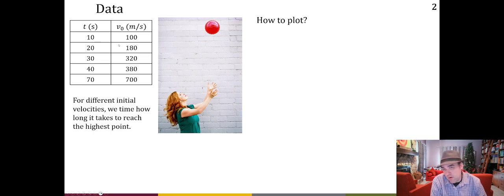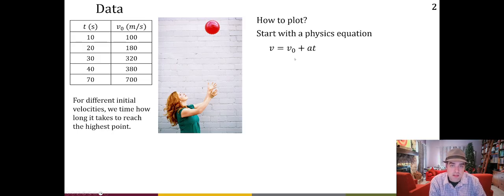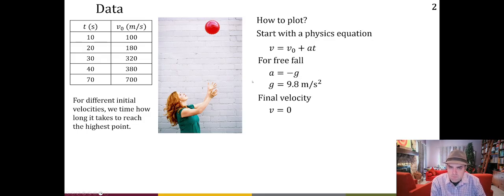Well, from one of our kinematic equations, we can use that the final velocity equals the initial velocity plus acceleration times time. Well, in this particular experiment, because we're on Earth, the acceleration is going to be that negative 9.8. And in our experiment, the final velocity is 0 because at the highest point, the final velocity is 0. So we can plug those in. Now for acceleration, I'm not going to plug in 9.8. I'm going to leave it as g because we're going to try to solve for this later. So our acceleration is negative g, where g is that 9.8.